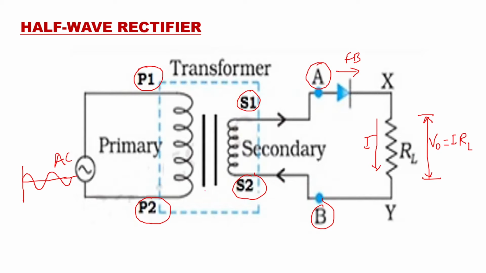Similarly, when the input is negative half cycle, point P1 of the transformer will become negative, point P2 will be positive. Similarly, S1 will become negative, S2 will be positive. Similarly here near the diode, you can see this will become negative and this will become positive, so the diode will be reverse biased, so there will be no flow of current, output will be zero. So output will exist only when the input is positive half cycle. When the input is negative half cycle, there will be no output, so it is half wave rectification.